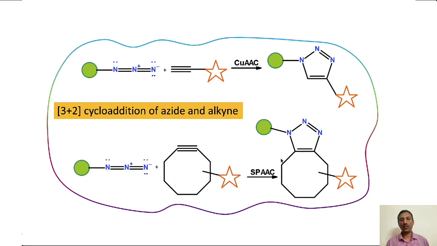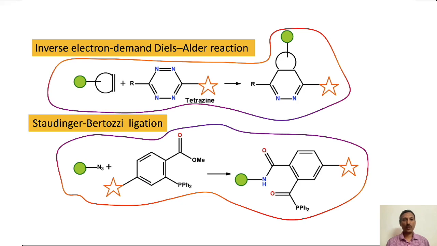So, this is how the reaction actually proceeds. These two are examples of 3+2 cycloaddition reactions. The 3 unit is here and the 2 unit is from the alkyne unit. The next one is the inverse electron demand Diels-Alder reaction.